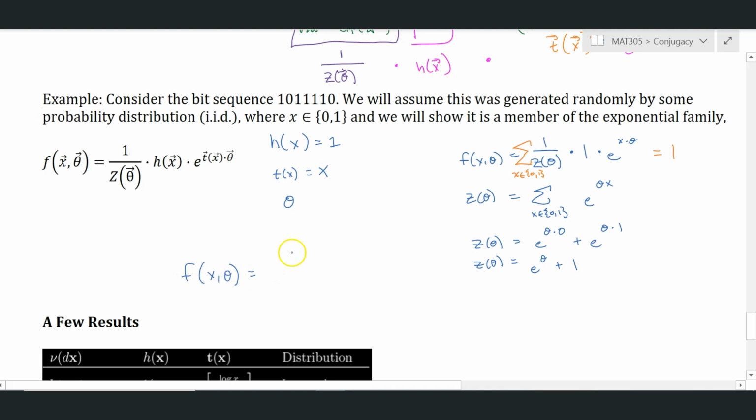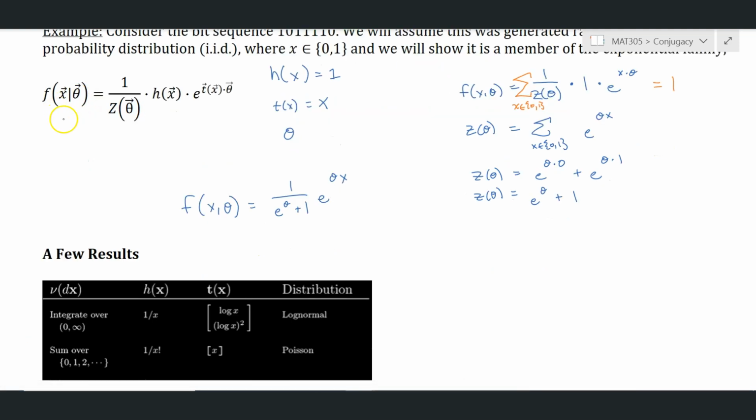Okay, so now we have our probability mass function, f of x comma theta, equals 1 over e to the theta plus 1, multiplied by 1, multiplied by e to the theta x. All right, so if I want to know, given theta, now rather I should point out that this should be x given theta.